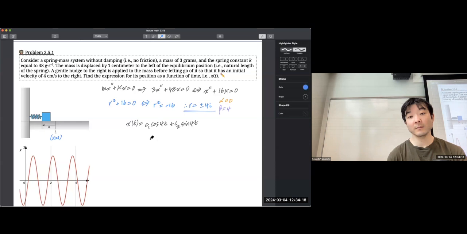So this is your solution to this differential equation. It's just a homogeneous, so that's it. You don't have a particular or anything because this is just 0 on the right-hand side. But this does give you some initial conditions.